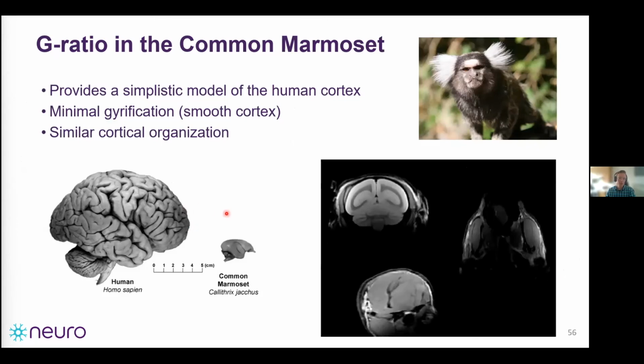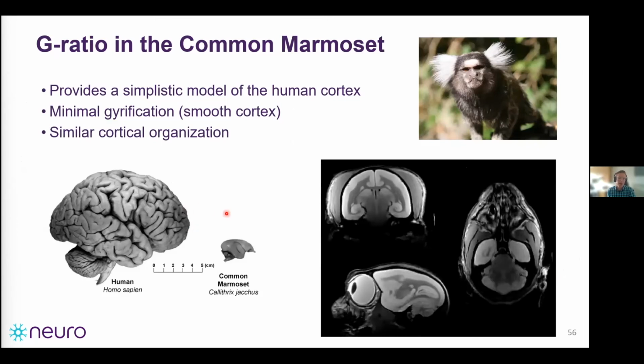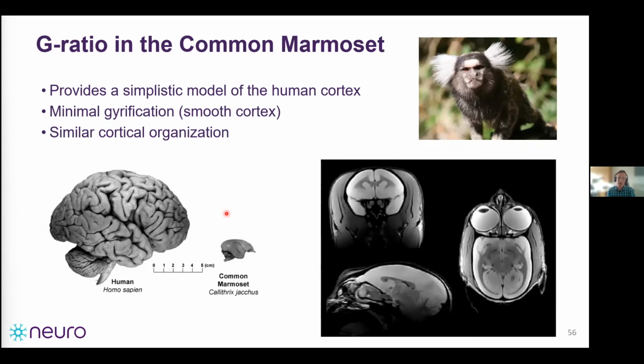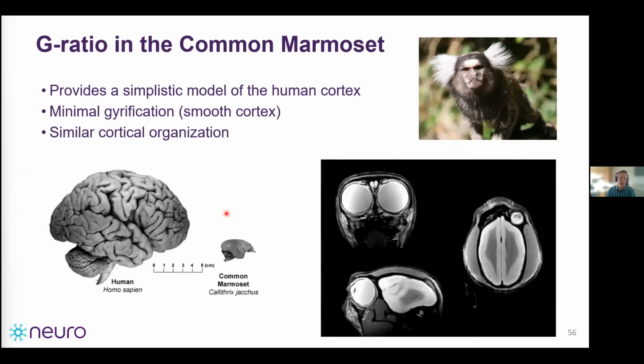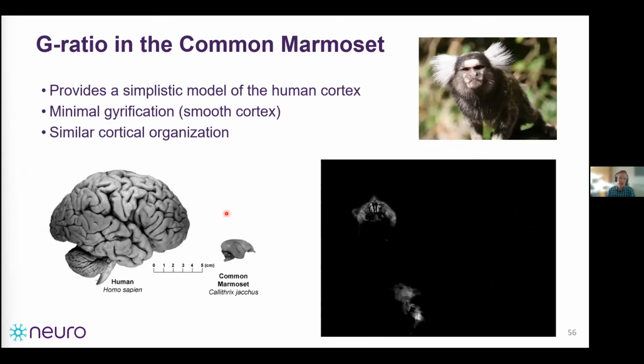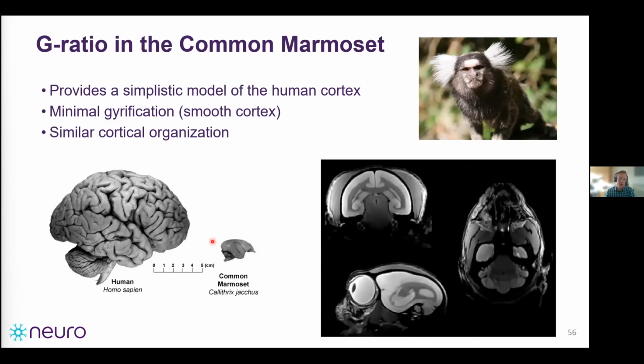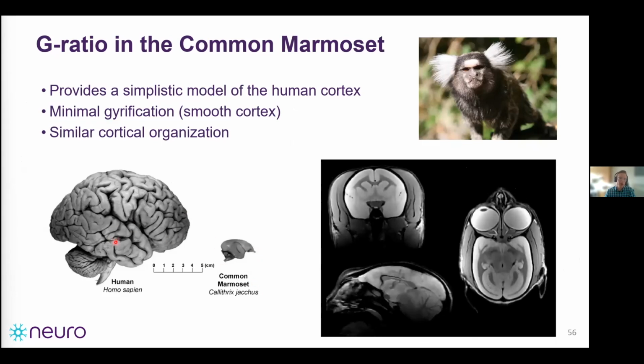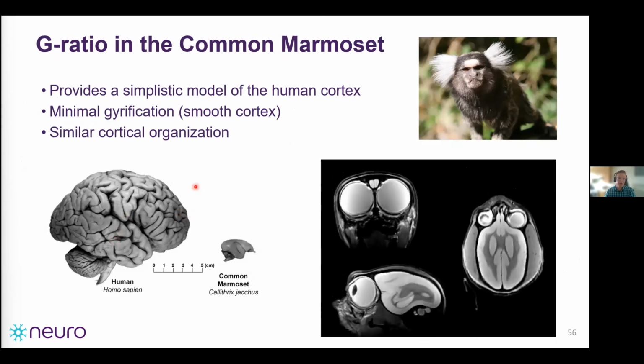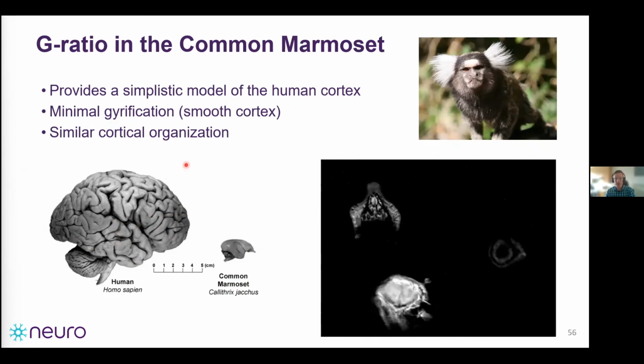And ultimately, what we're trying to do to validate these metrics is look at the marmoset. So at the MNI, we're able to image marmosets, and they provide a very simplistic model for the human cortex, which makes them great to study. They have minimal gyrification, so the brain is much smoother compared to a human brain. But despite that, they have very similar cortical organization and myelination patterns.